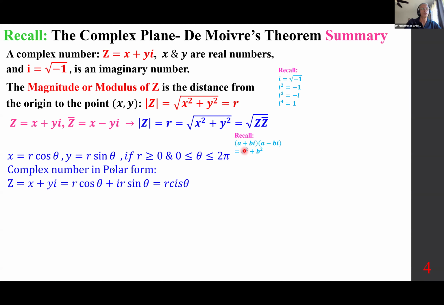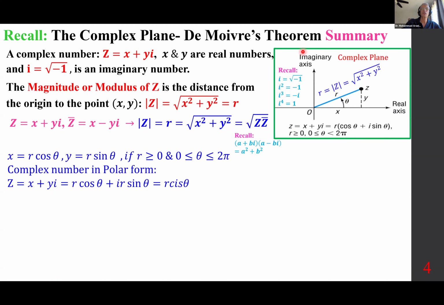x is r cosine theta, y is r sine theta, as was mentioned. So z is x plus yi or r cis theta. That's a shorthand notation. And this is the complex plane. In the complex plane, the x-axis is the real axis and the y-axis is the imaginary axis. z is r cis theta, or r e to the power of i theta. r squared is x squared plus y squared, and tan theta is y over x.